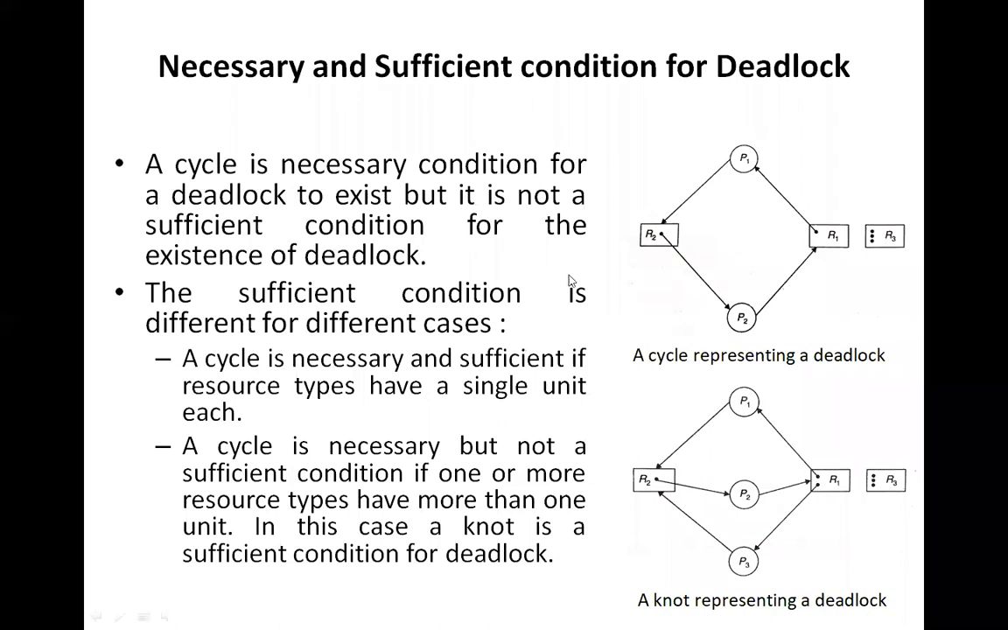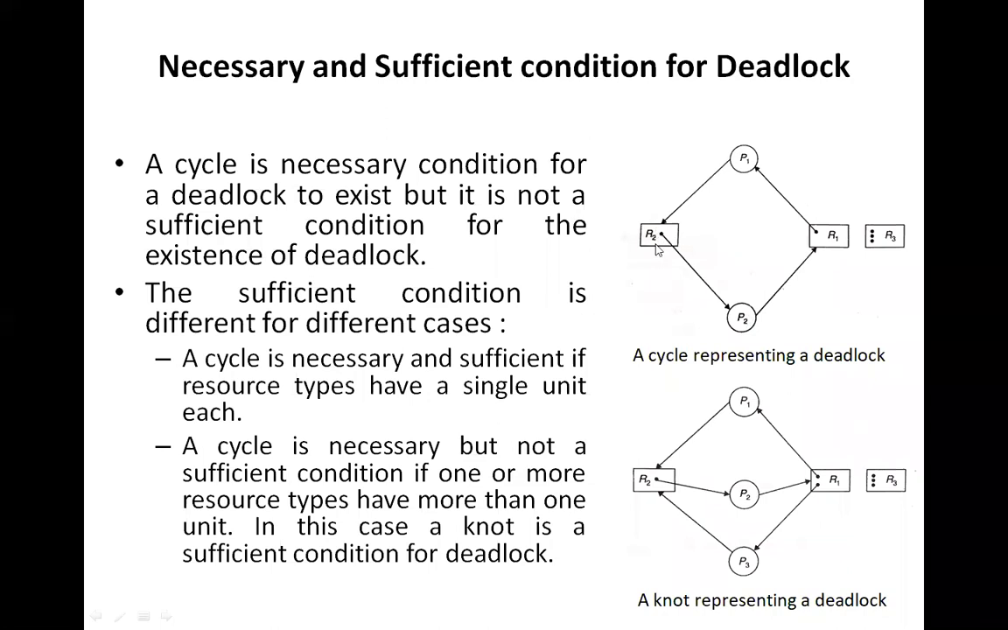So take an example of this particular case. There are two processes, P1 and P2, and there are three resources, R2, R1, and R3. R2 and R1 have a single unit each, and P1 has requested R2. R2 is already assigned to P2. P2 is requesting R1, and R1 is assigned to P1. So this is in the deadlock state because both the resources have a single unit.